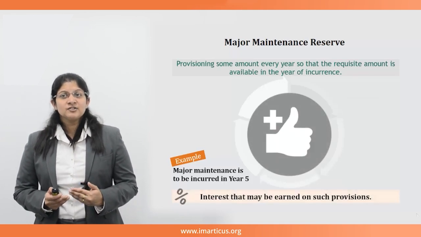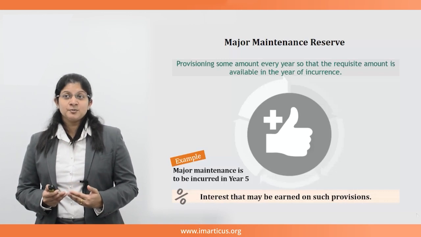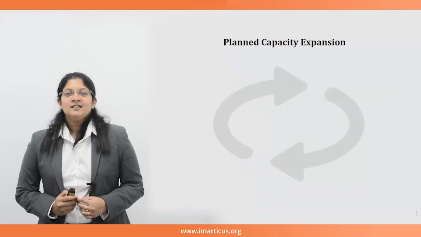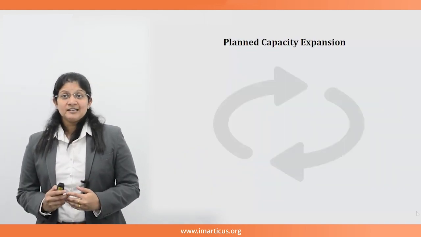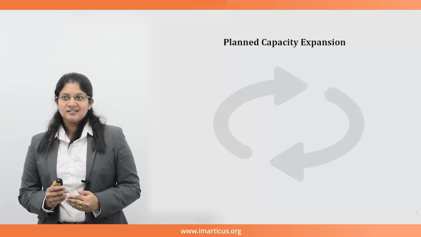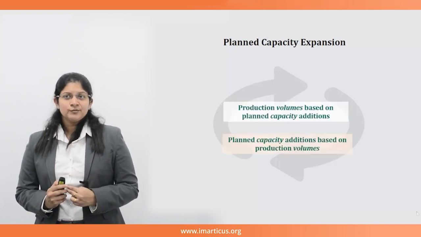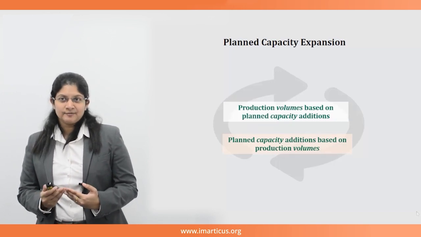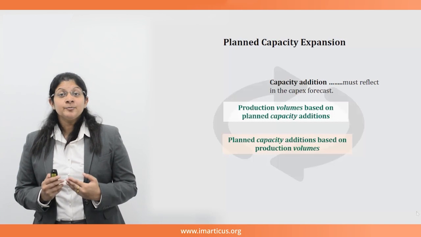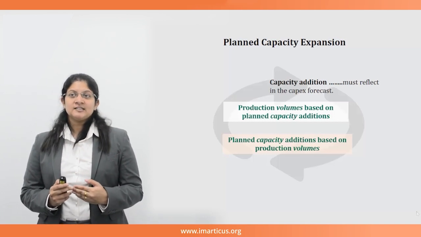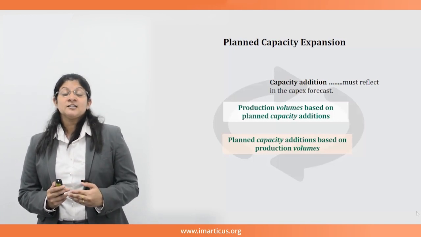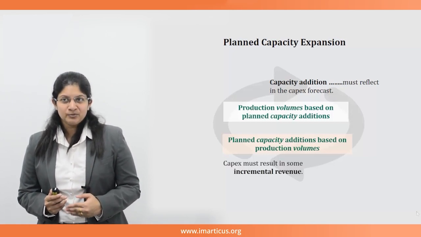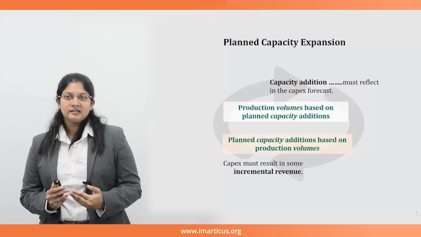There is also some interest that may be earned on such provisions which are set aside and usually parked in liquid investments. In addition to these, any specific plant capacity expansion also needs to be considered in the forecasts. There are two ways of doing this: forecasting production volumes based on plant capacity additions or vice versa. This means that if production volumes have been forecast considering some capacity addition, this capacity addition must reflect in the capex forecast. Similarly, if any capex is being projected, it must result in some incremental revenue.